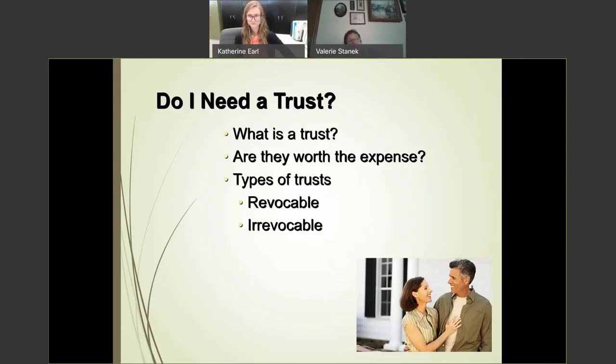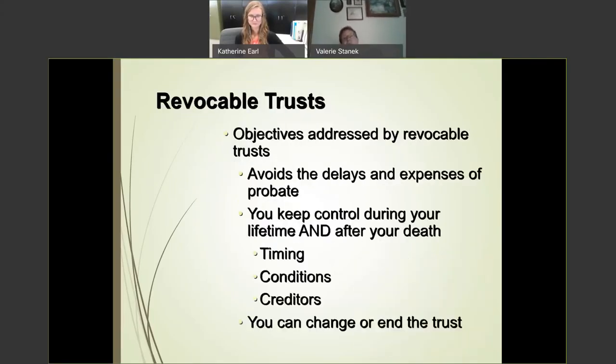And the reason is that if you can revoke the trust and pull the money back into your ownership, the IRS and Medicaid and other government programs do not consider that you've actually given that asset away. They consider that the asset is still in your hands. So the objectives that are addressed by revocable trusts, again, it avoids the expenses and delay of probate.